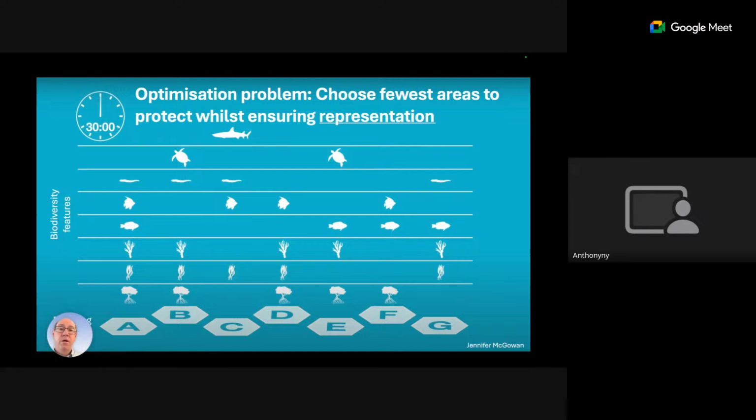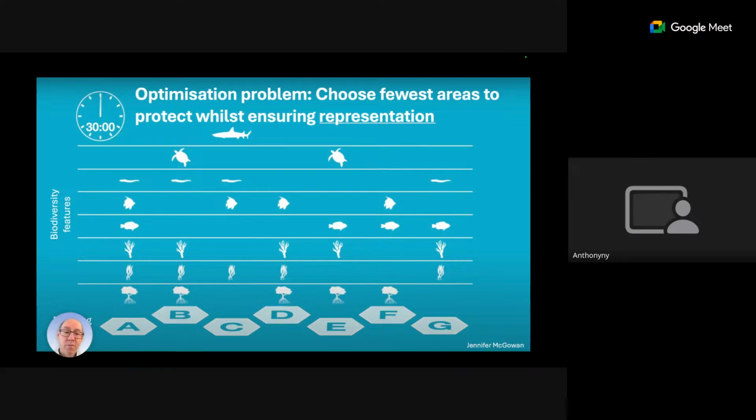So here, I want to just give you 30 seconds to have a look at this optimization problem. Each of these different A to G are what we would call planning units, or different areas of the ocean. And you can see in each of those, they've got different biodiversity features: corals or seagrass or fish, whales, sharks or sea turtles.